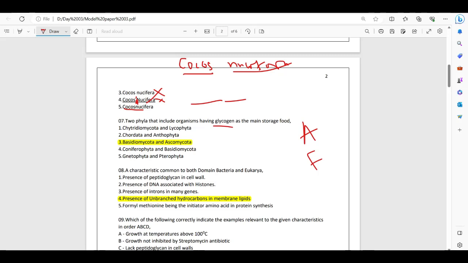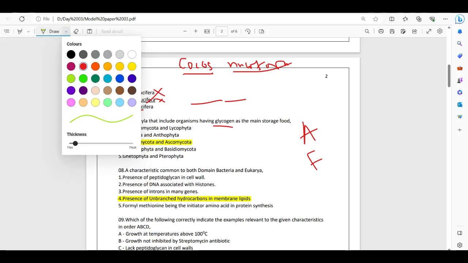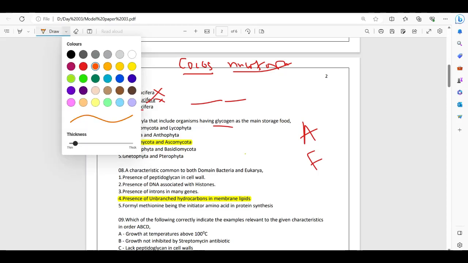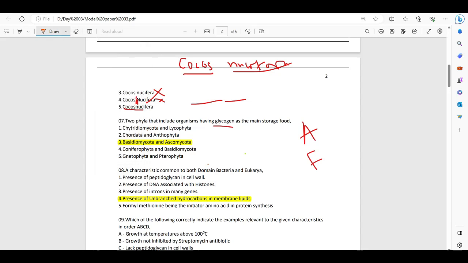So it is a polymer of glucose, a storage polymer. So the best thing about this is you have to eliminate plants, because usually plants have starch as their storage component, and you have to check whether the given example is an animal type or a fungi type. If it is in those two categories, kingdom Animalia or kingdom Fungi, you can agree with the fact that glycogen acts as their storage component, main storage food.